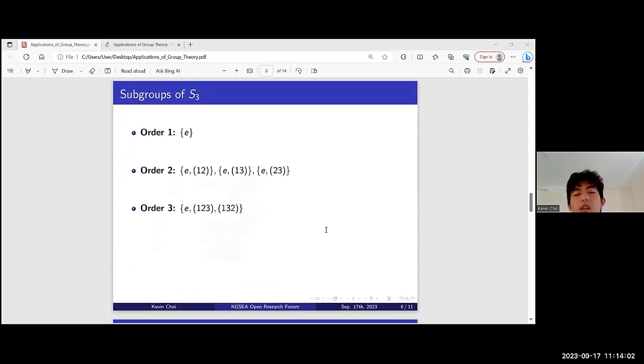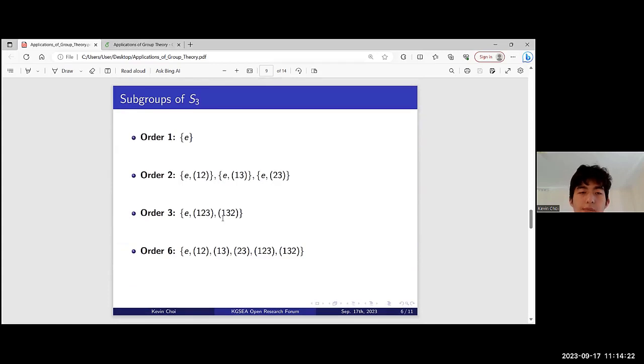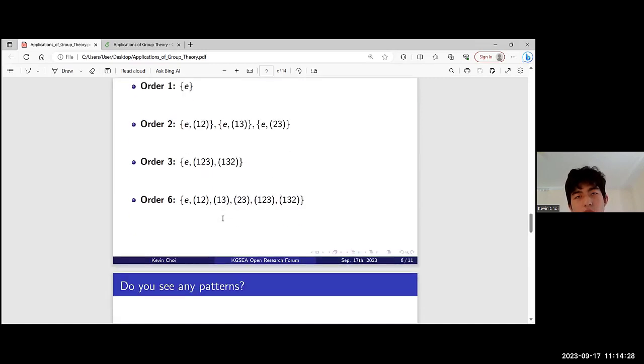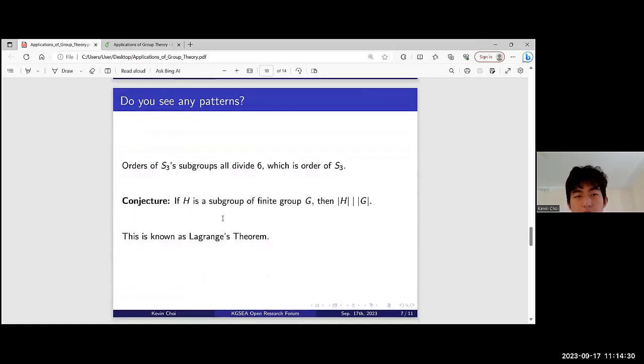Okay, so now the order three here is basically what happens if there are three different elements in a group. So just E, 1, 2, 3, and 1, 3, 2, because E is an identity element, and these are different types of order three elements. And then lastly, the order six will be the combination of order two and order three elements here, and this will help us understand some of the patterns here.